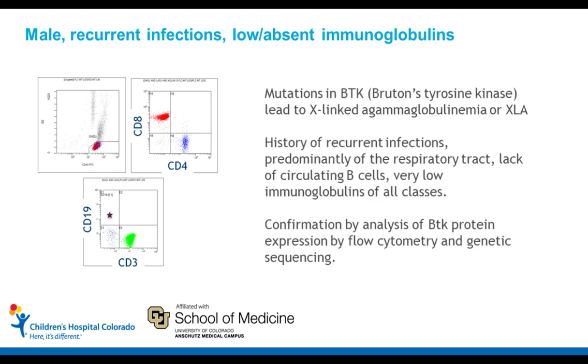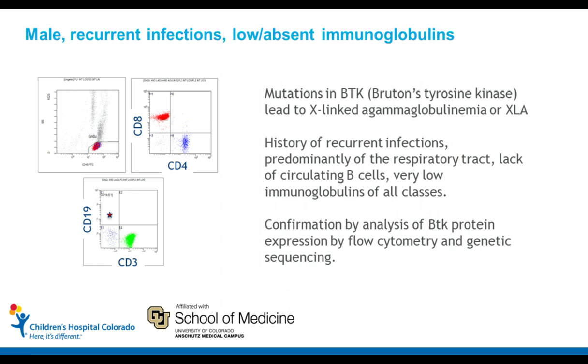but no B cells. So this is a case of Bruton's tyrosine kinase mutations, or BTK, which lead to X-linked agammaglobulinemia, or XLA. So this is, again, an X-linked condition, so it presents in boys or males. There's a history of recurrent infections, predominantly of the respiratory tract.